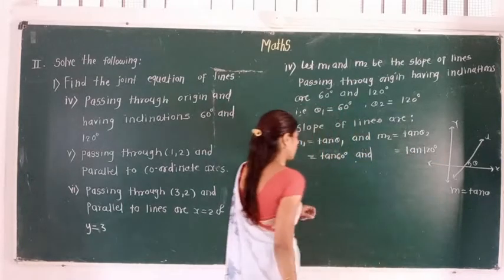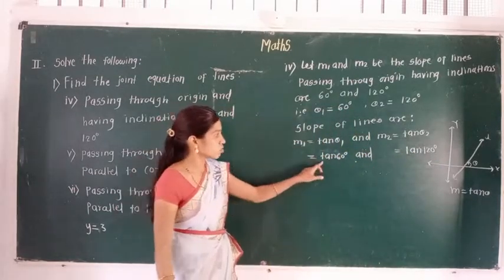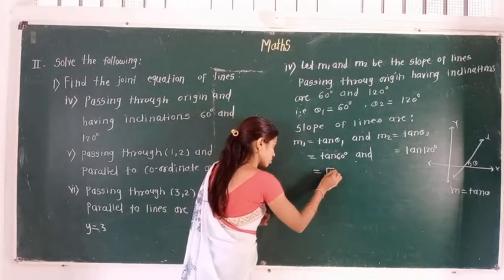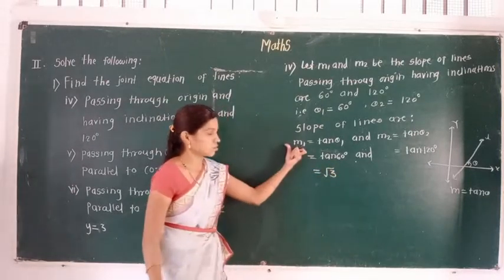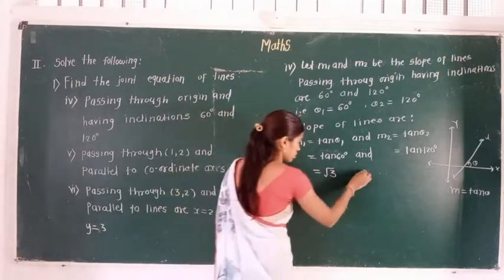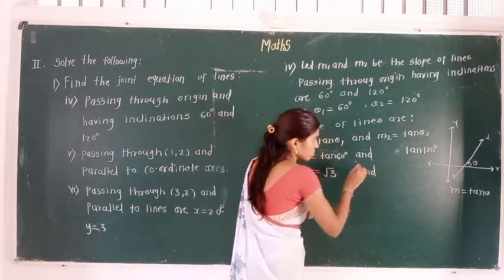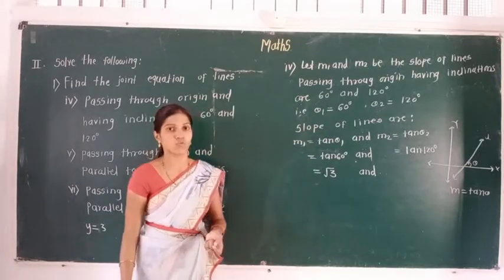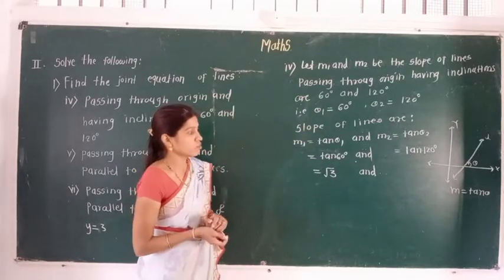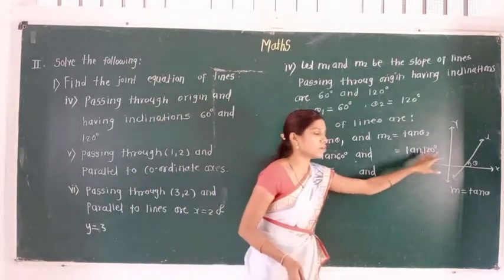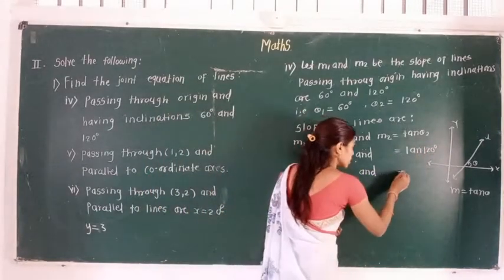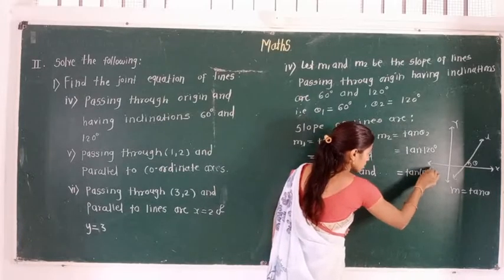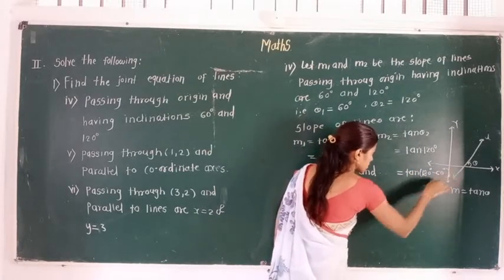120 degree. So we know that the value of tan 60 is root 3, and root 3 is the slope. For the value of tan of 120 degree, we have to use the allied angle formula. So first of all we split 120 degree and write here tan of 180 degree minus 60 degree.